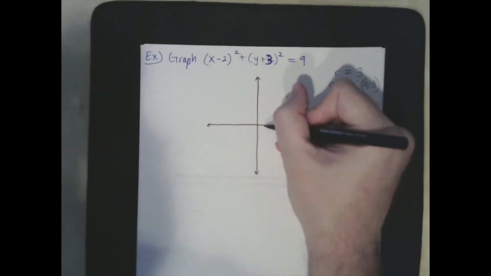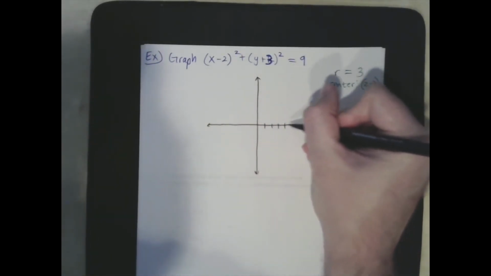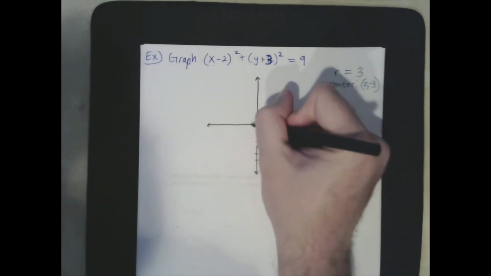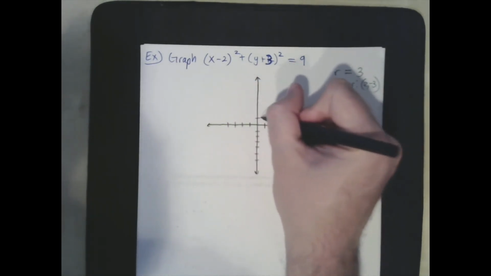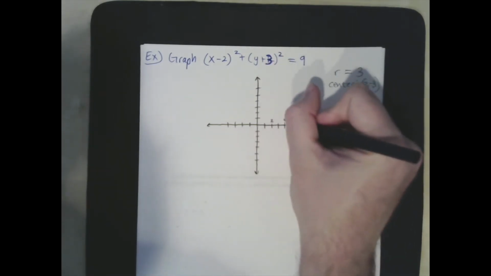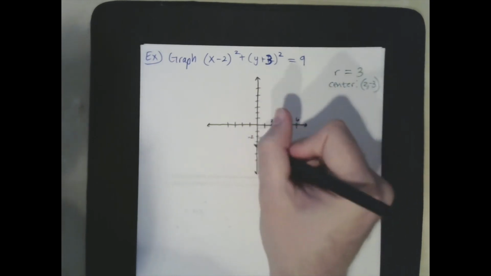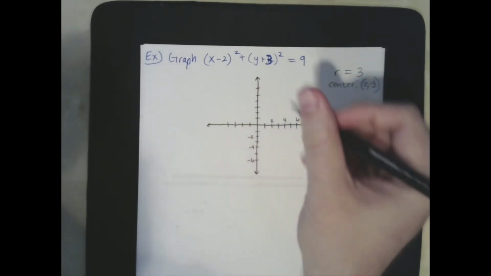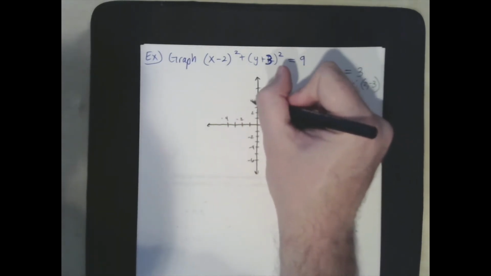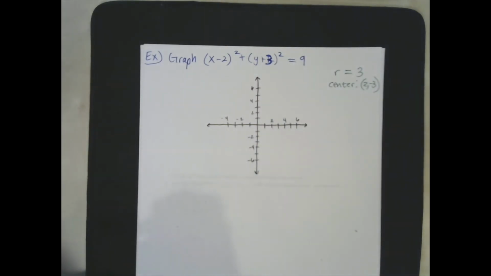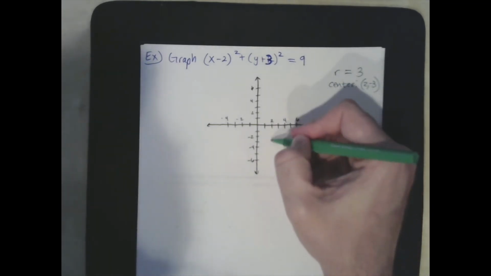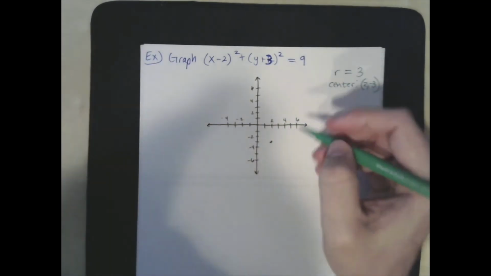So I need some scale. So 1, 2, 3, 4, 5, 6. 1, 2, 3, 4, 5, 6. So this is 2, 4, 6. Negative 2, negative 4, negative 6. Both of these are negative. So we're going to start by plotting our center. 2, negative 3. Right there.